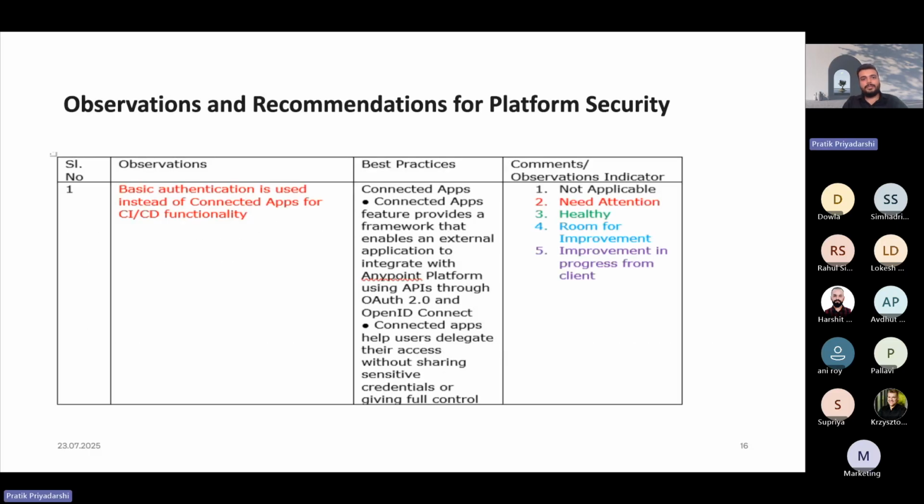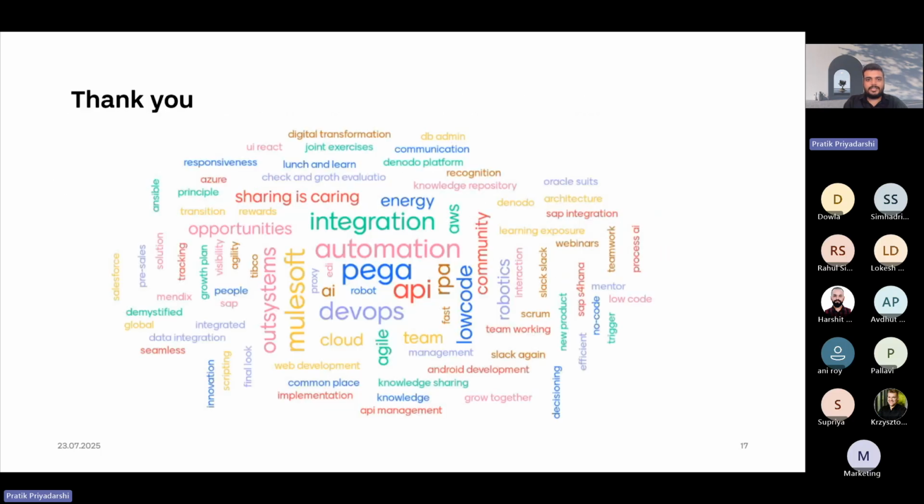Okay, this is the sample. This is how we will give you observations, what the best practices are, and comments. Obviously, we'll give you a complete report, which is much more than this, but it is just a sample, saying that, okay, instead of basic auth, you should be using a connected app for your CI/CD. This is just an example.